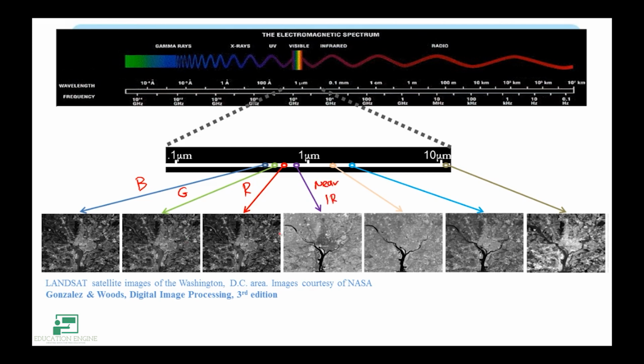IR frequency band, 2 middle IR bands, and finally a thermal IR band. Each of them provides useful information about the area that is being imaged. Some of them can discriminate vegetation better, others moisture, other mineral, and so on.